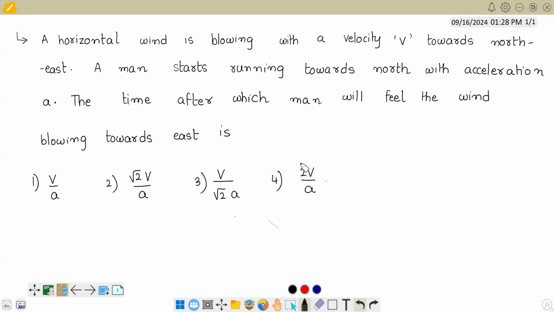Hello student, the question says, a horizontal wind is blowing with a velocity v towards northeast. A man starts running towards north with an acceleration a. The time after which the man will feel the wind blowing towards east is.